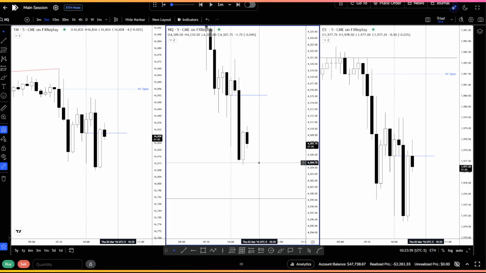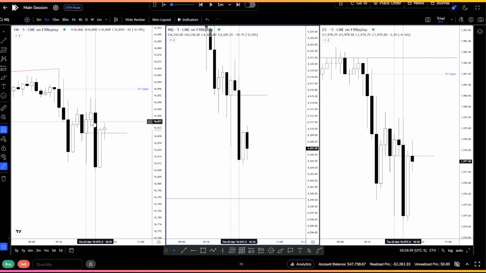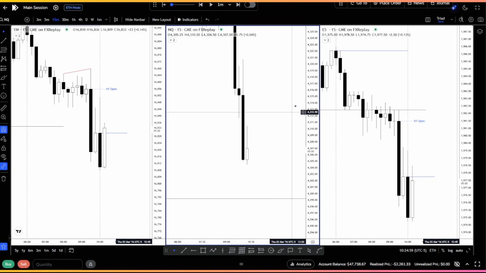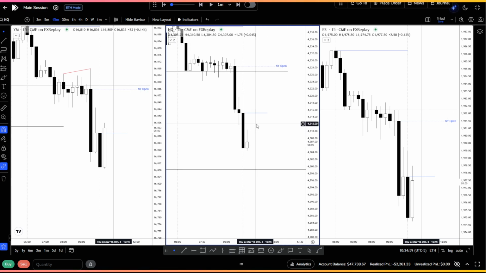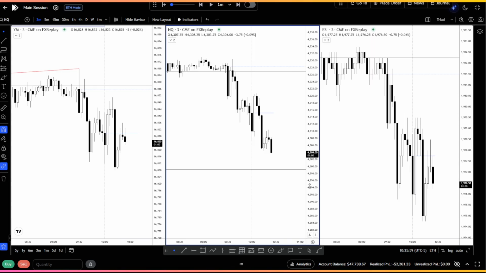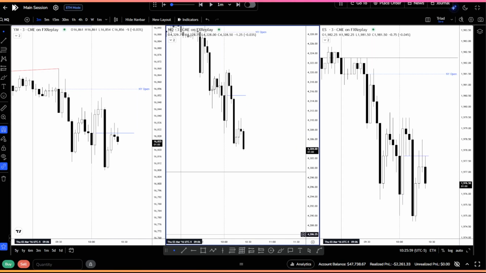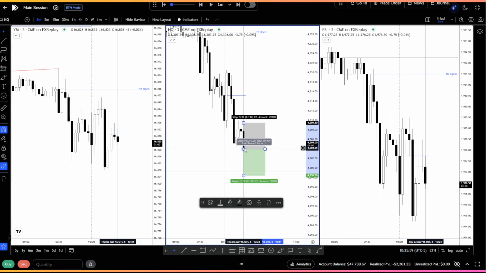3-minute close. Good 3-minute close. No SMT, but we do have 5-minute PSP, which we don't want. Yeah, it will go lower. I can take this just for the sake of it.